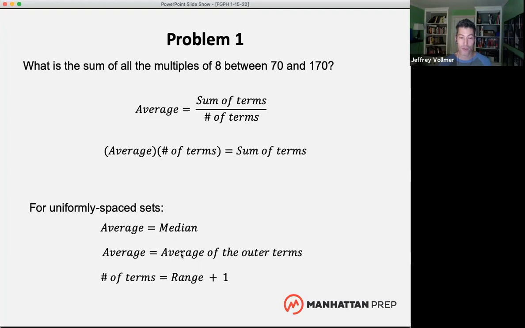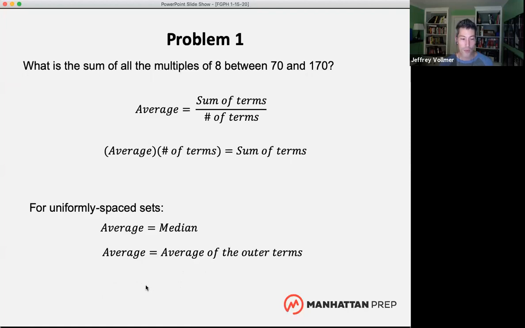The average is equal to the average of the outer terms. We're going to have to adjust this a little bit, though. The number of terms is not just equal to the range plus 1. I'm not trying to say there's like 100 multiples of 8 between 70 and 170. So we're going to adjust this equation a little bit.